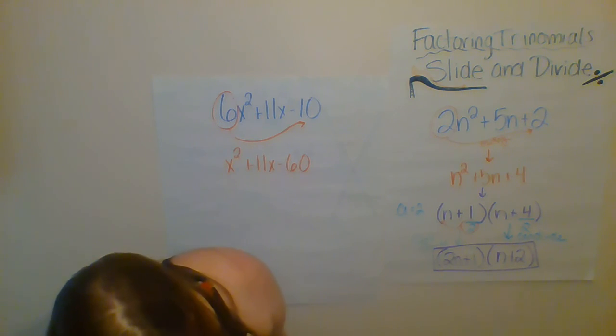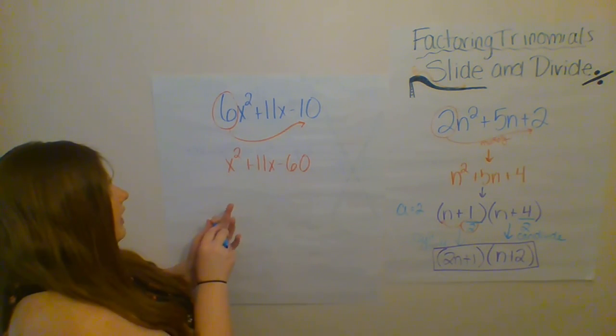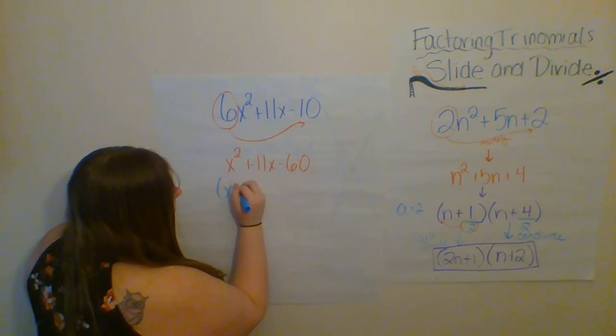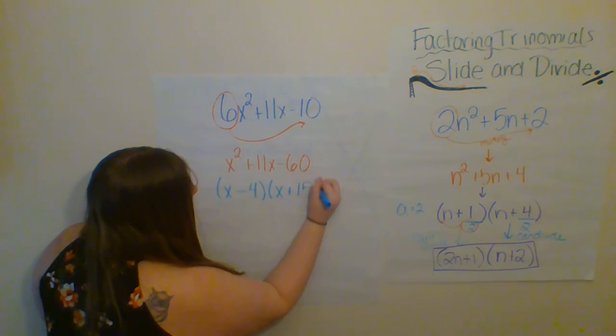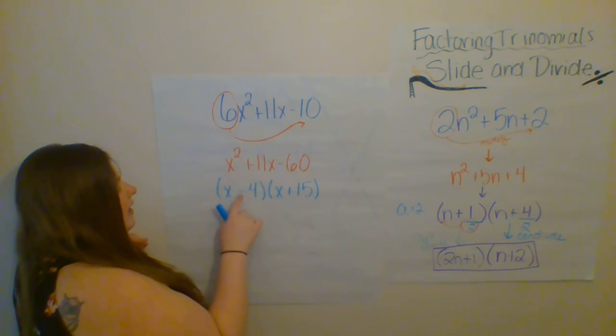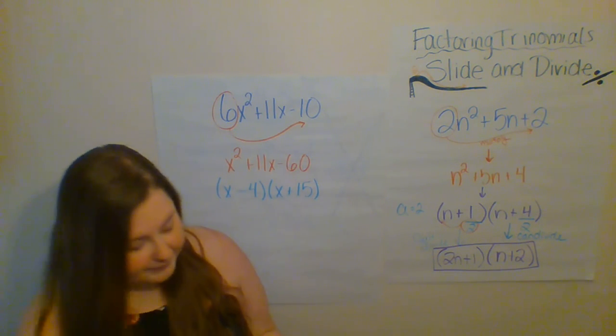We then can factor this to be x minus 4 and x plus 15, because 4 times 15 gives us 60, and negative 4 plus 15 gives us 11.